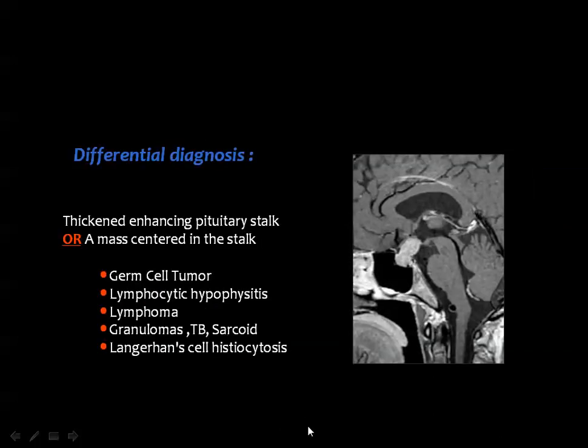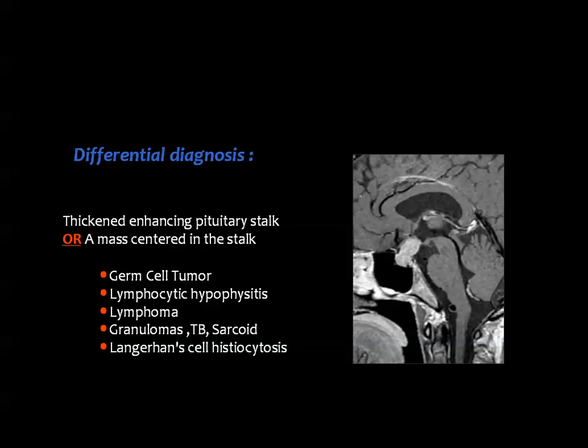Then the differential diagnosis of a thickened, enhanced pituitary stalk, or a mass centered in the region of the stalk. You remember that it includes germ cell tumors, lymphocytic hypophysitis, lymphoma, TB and sarcoid, and Langerhans cell histiocytosis.